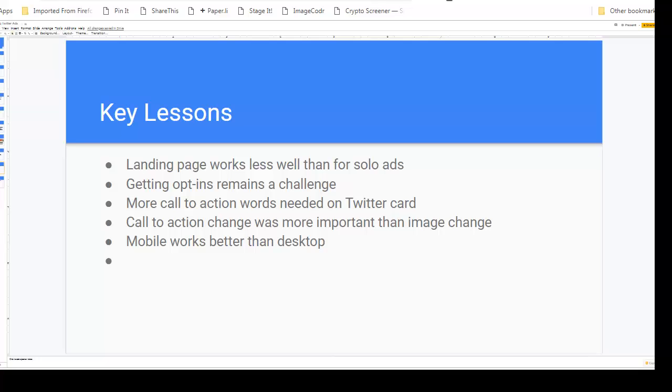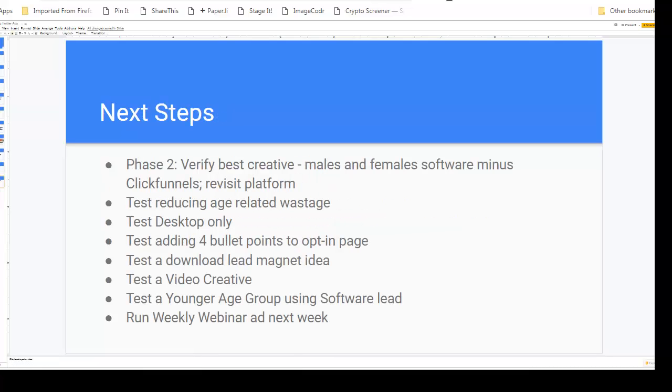So let's talk about the coming week. So phase 2, so I can now start verifying what is the best creative, or testing the best creative. So I'm about to move from test to verify stage. So what I'm thinking is males and females, using software as the leader, and minus ClickFunnels, so focusing on people who are interested in HubSpot.